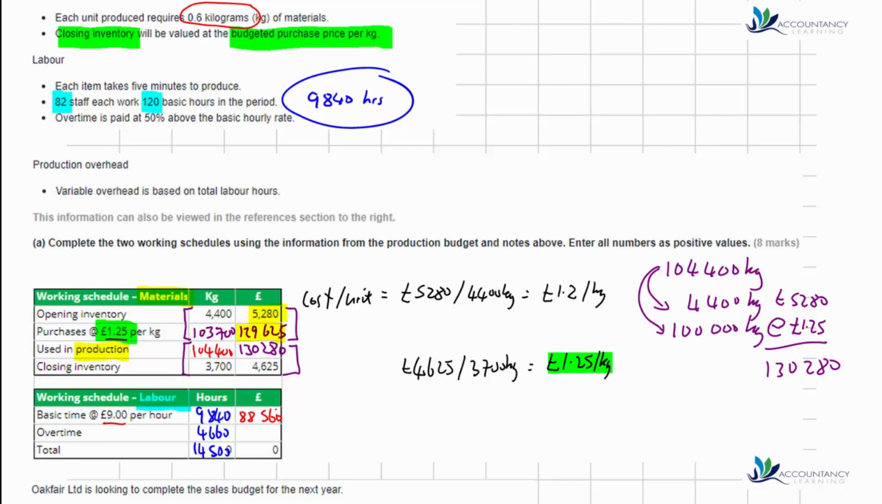Now for our overtime, we need to multiply that again by the £9 per hour, but we're also paid an additional 50%. So we also need to multiply by 150%. So the 4,660 multiplied by 9 and then multiplied by 1.5 gives us a cost of 62,910. And our total, well, notice that we've got a figure here, so this is going to be automatically calculated in the exam software. So we have a total of 151,470.